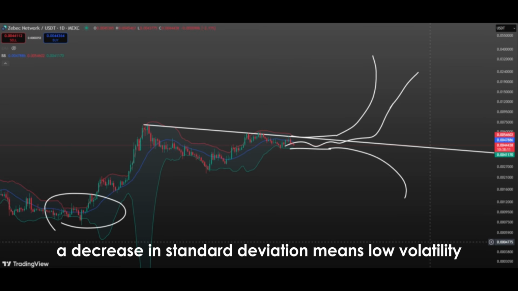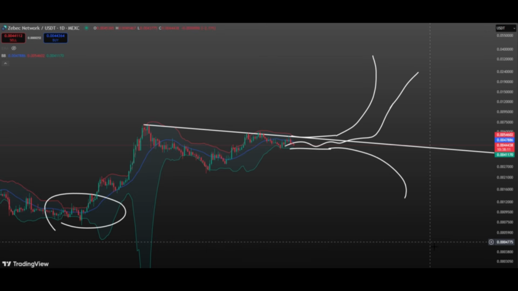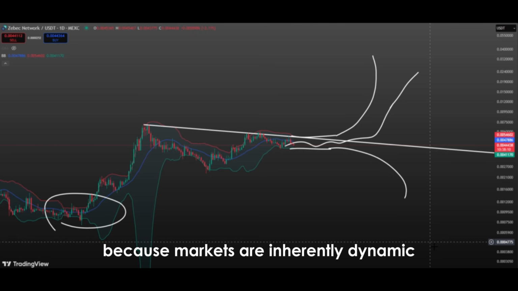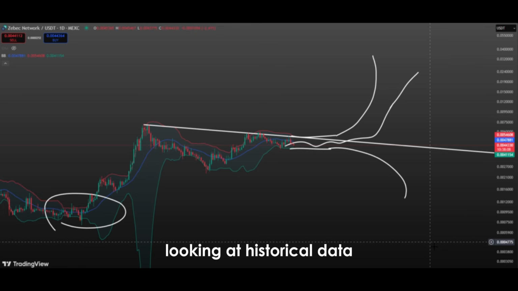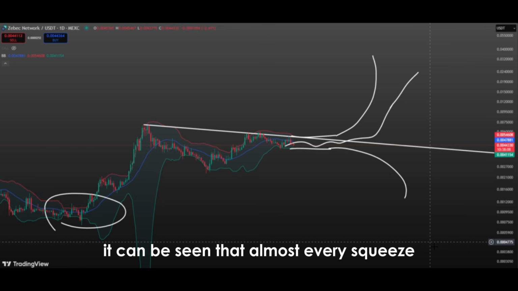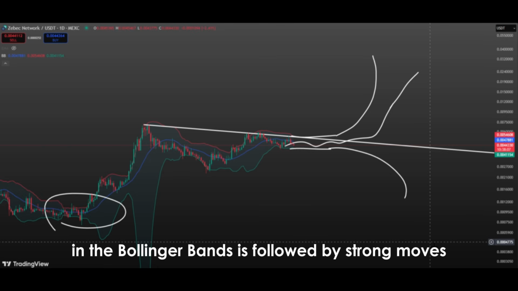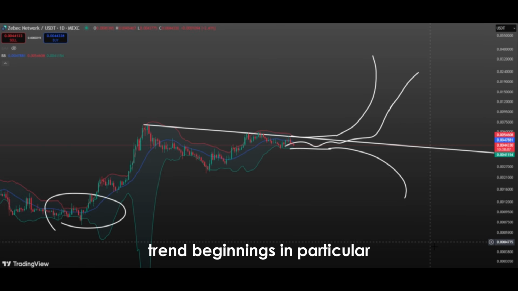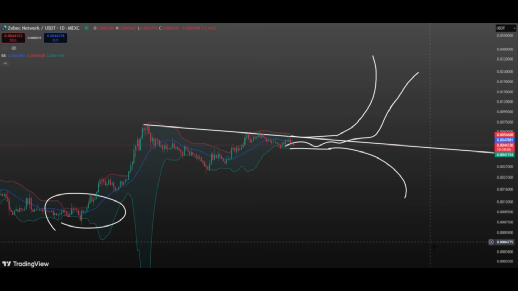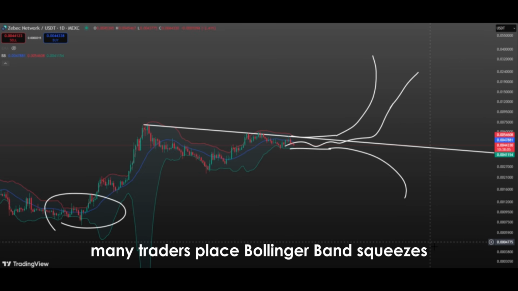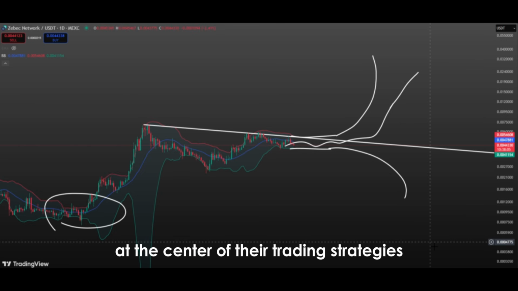A decrease in standard deviation means low volatility, but in financial markets, volatility cannot stay low for long because markets are inherently dynamic. That's why expansion after a squeeze is inevitable. Looking at historical data, it can be seen that almost every squeeze in the Bollinger Bands is followed by strong moves. Trend beginnings, in particular, are often triggered by these squeezes. When the bands compress, the price chooses a direction and ignites a new trend. For this reason, many traders place Bollinger Band squeezes at the center of their trading strategies.